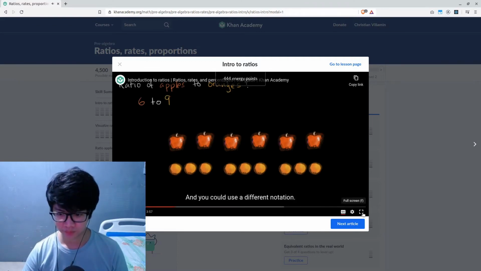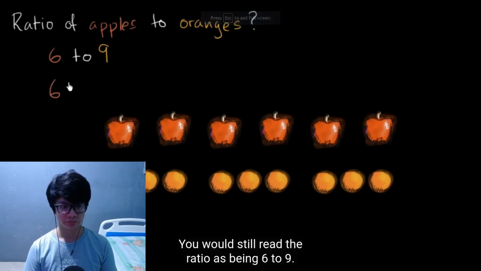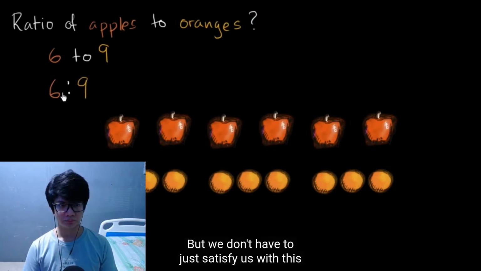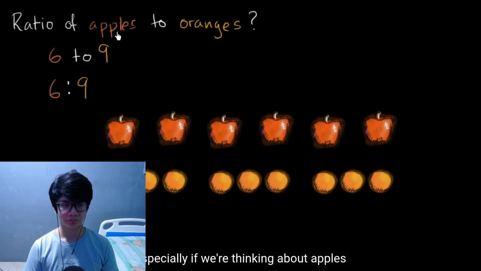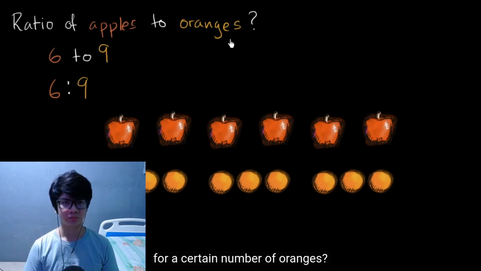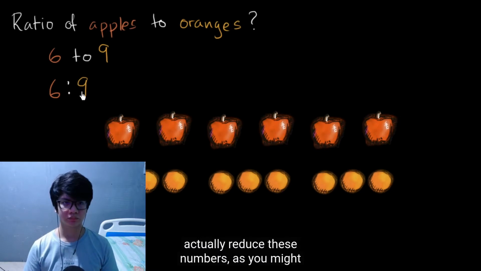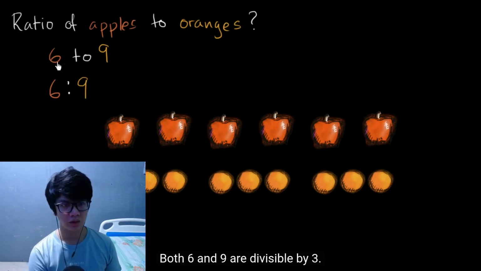And you could use different notation. You could also write it this way, but you would still read the ratio as being 6 to 9. But we don't have to just satisfy ourselves with this, because one way to think about ratios, especially apples to oranges, is how many apples do we have for a certain number of oranges? And when you think about it that way, we can actually reduce these numbers, as you might have already thought about. Both 6 and 9 are divisible by 3.